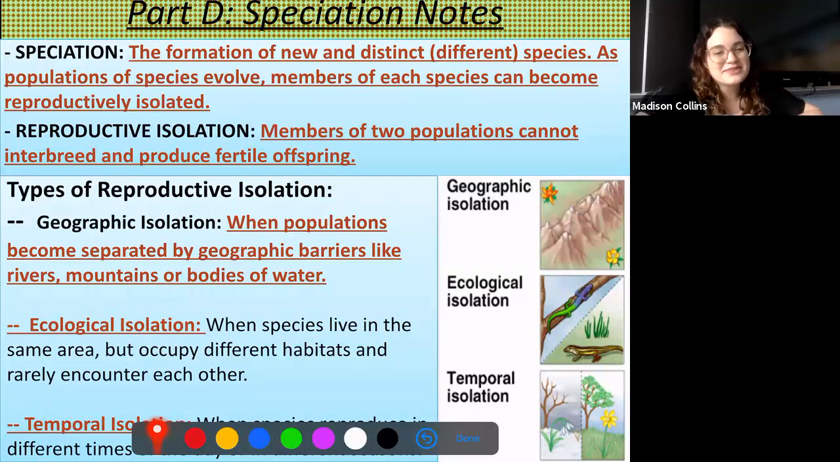So what exactly is speciation? This is the formation of new and distinct, or different, species.